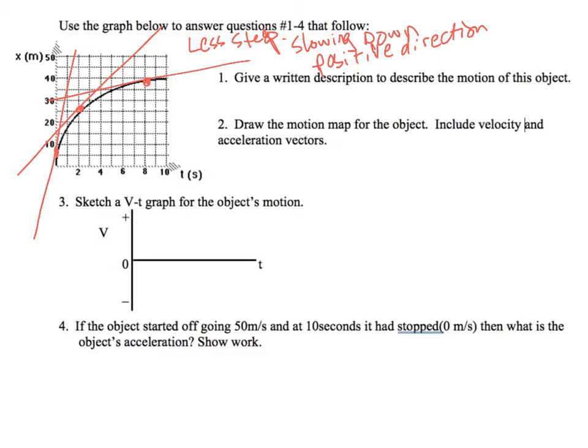Now, where does it start? Because it is a position-time graph, we can see that. It starts at the 0 position, already moving fast.